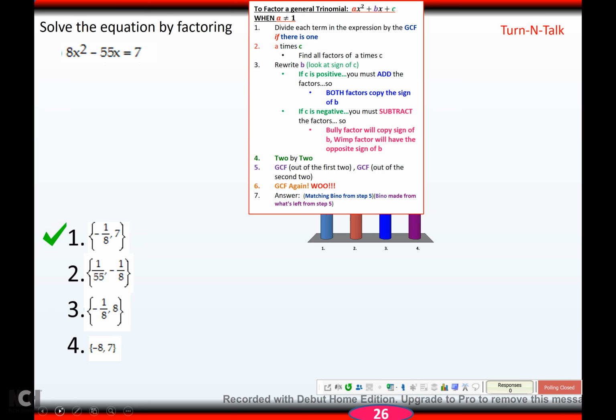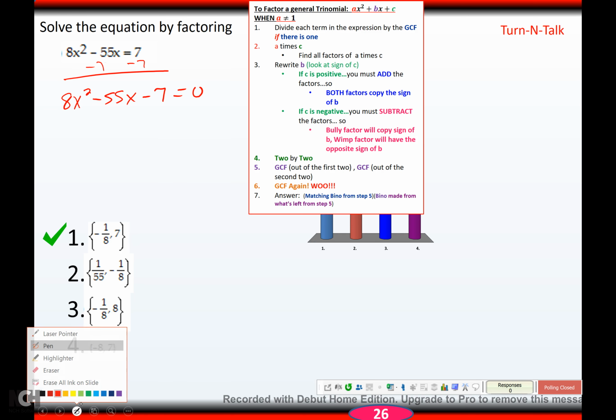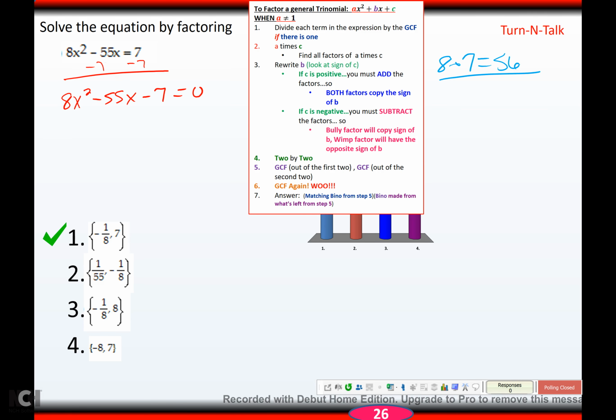And hopefully you got number 1. If you didn't, let's look at y. I got to get 0 on one side, so minus 7 gives me 8x squared minus 55x minus 7 equals 0. You should always look for GCF first, but they have nothing in common. So I'm ready to do a times c. So my a times 7, no signs. Remember, I'll take care of signs later. 8 times 7 is 56. Factors of 56, 1 and 56. If I add, I get 57. Subtract, I get 55. And that's what I want.